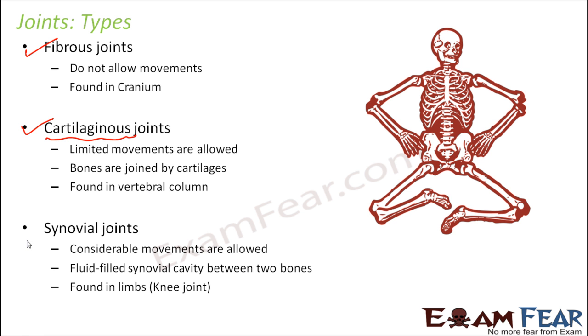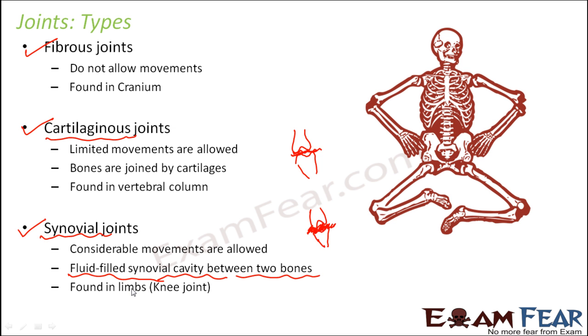And the third type of joints are called the synovial joints. Here considerable movements are allowed. For example, the movement of your hands, your knees, your legs. So many movements you can make there, right? This is because of a fluid-filled synovial cavity present between the two bones. In the previous case, between the two bones, you had cartilage. Here, between the two bones, you have a fluid. When you have a fluid, it offers more flexibility because it is not very stiff and hard and solid.